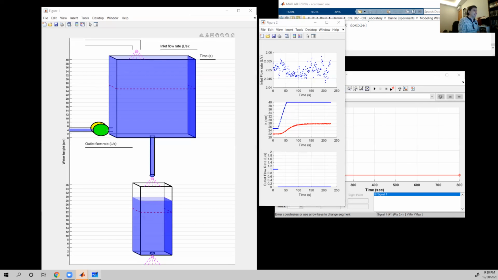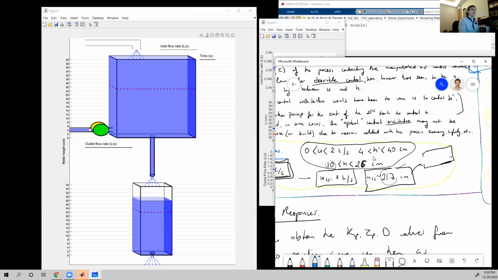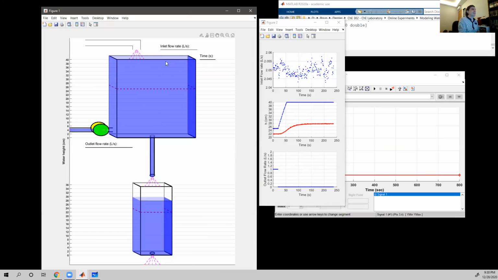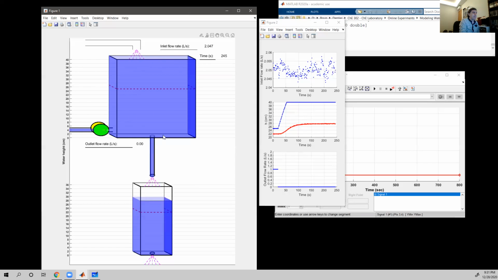Let me go back to this case here. If the computer does not crash, yes, for the second tank, I would like the H prime value to be between 4 and 40 centimeters, right? I don't want to reach 40 centimeters. So you are not allowed to run the system in this case. When you prepare or design your controller, you should not allow the overflow of this tank.